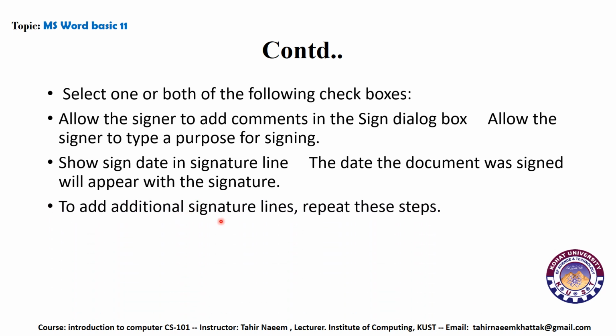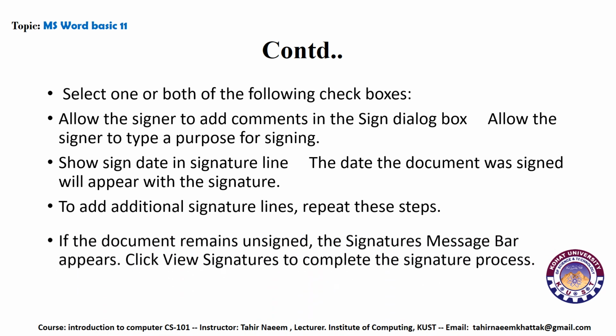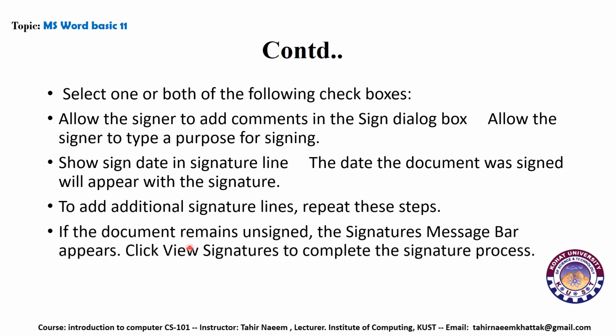To add additional signature lines, repeat these steps. So here, if you want to add another signature in the document, then we have to repeat the above mentioned steps. If the document remains unsigned, the signature message box appears. Click view signature to complete the signature process.